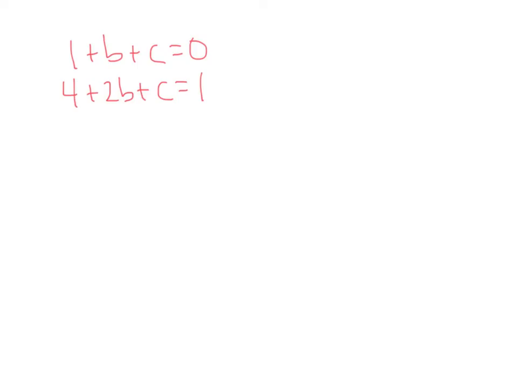So I'm going to use the elimination method to solve this system. You could actually use substitution if you want, but oftentimes with these sequences, elimination method will be easiest. I could solve this just like it is, but I'm going to rewrite my equations so that I have my b and c term on one side and my constant on another. So I'm going to move the 1 to the other side. So this is b plus c equals negative 1. And in the second equation, I'm going to move this 4 to the other side. And so it's 2b plus c equals 1 minus 4, negative 3.